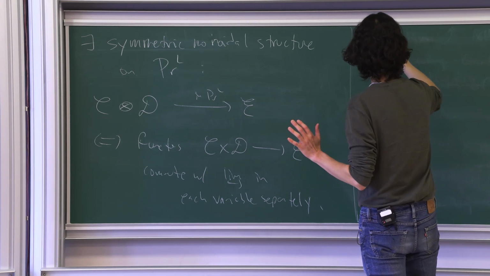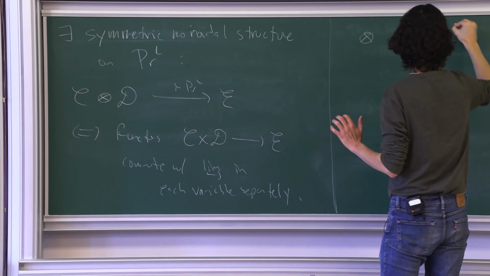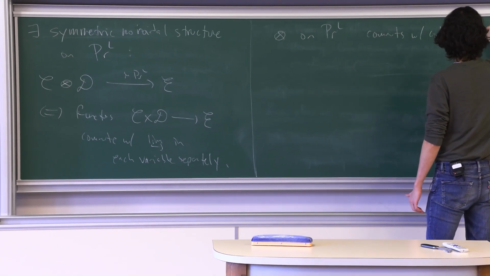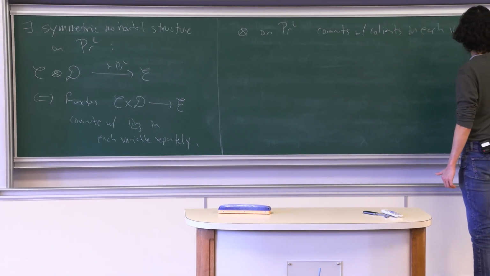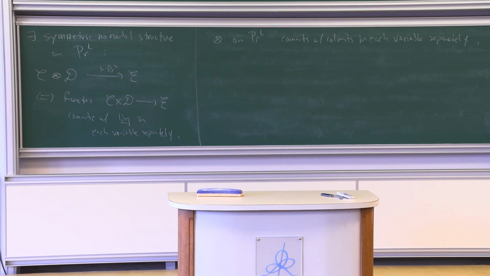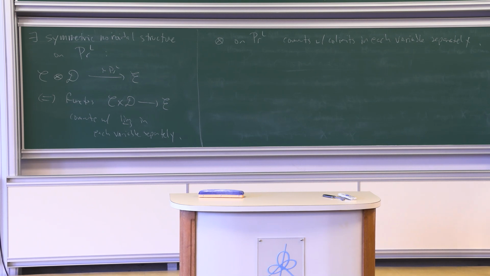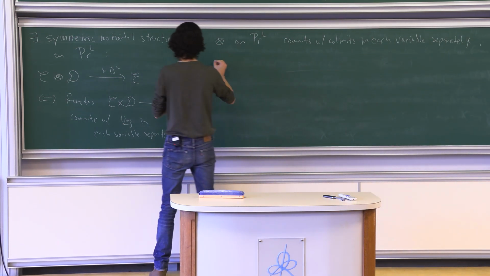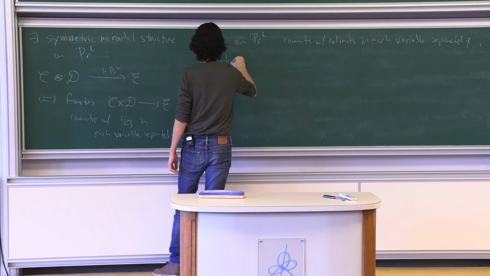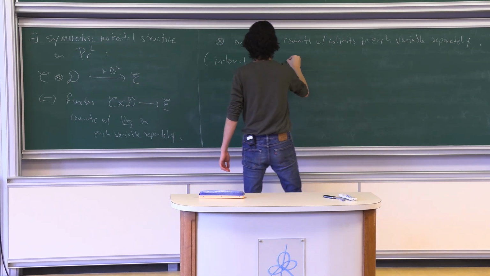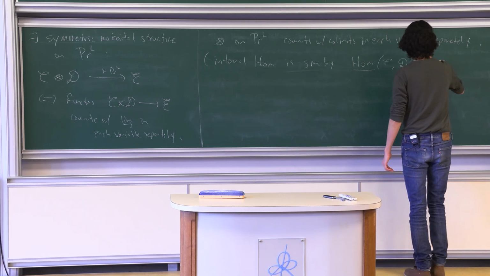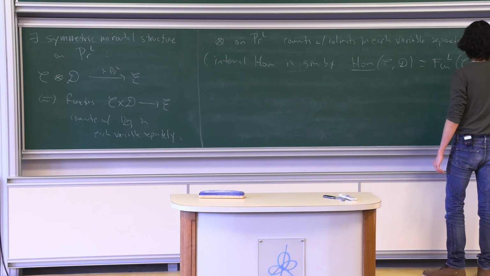And then this tensor product on PRL also actually commutes with colimits in each variable separately. So you get a very nicely behaved tensor product on this category. So in fact, there's also a corresponding internal Hom, which is given by: the internal Hom from C to D is just the infinity category of colimit preserving functors from C to D.